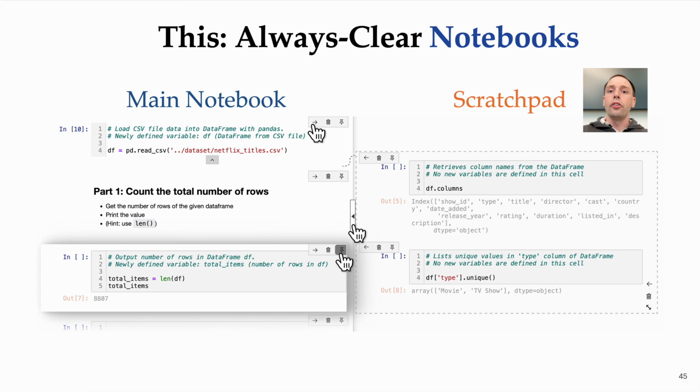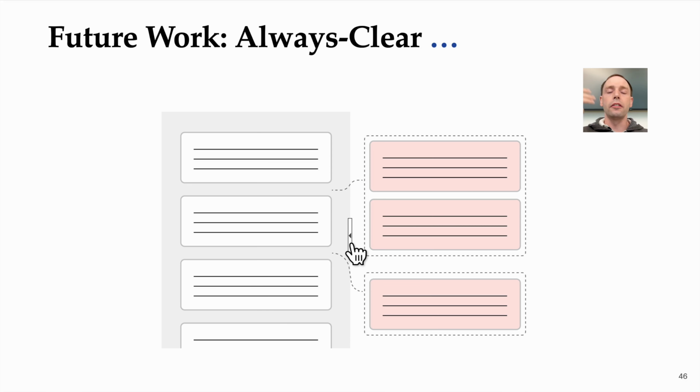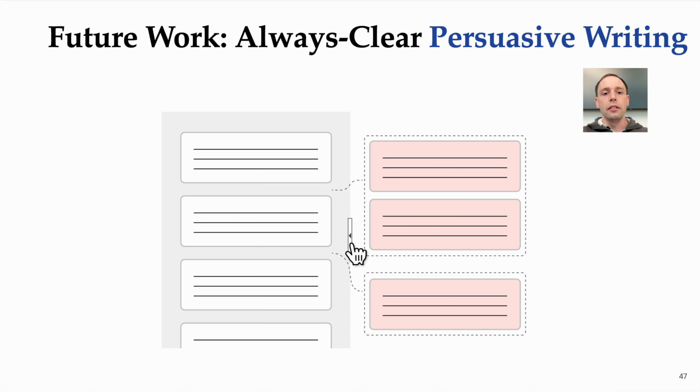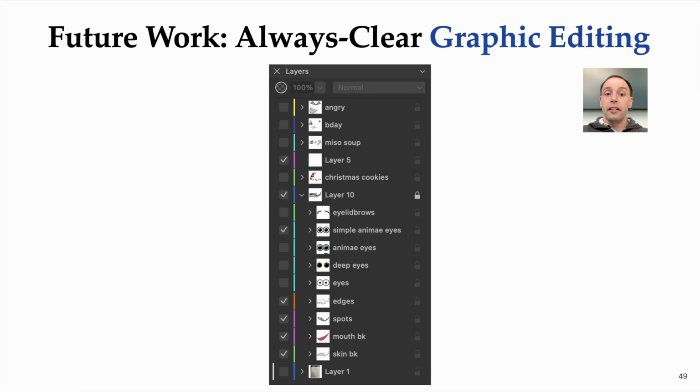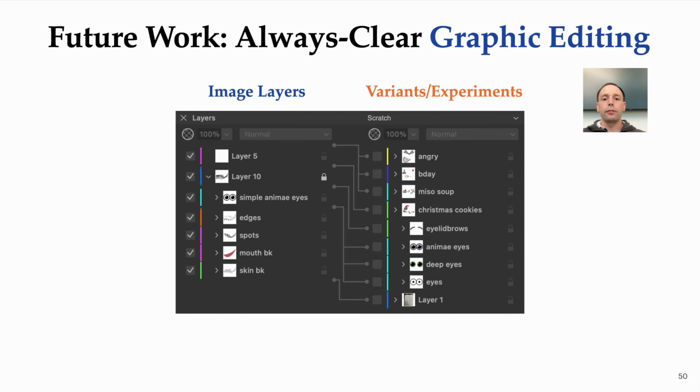All right, so this work shows how adding a scratchpad can potentially produce always clear notebooks, but you could imagine the simple idea of adding a scratchpad could apply in other cases as well. For example, in persuasive writing, you could have a thesis on one side and then a scratch area where you have different variations of supporting arguments. Or if you're in video editing, you could have your main video timeline and then different variations and experiments on the side. Or what I'm most excited about is in graphics editing, you often have all these hidden layer groups with variations and experiments that you have, and they just clutter up your layers panel. It'd be great if there was a separate space for all those variations.